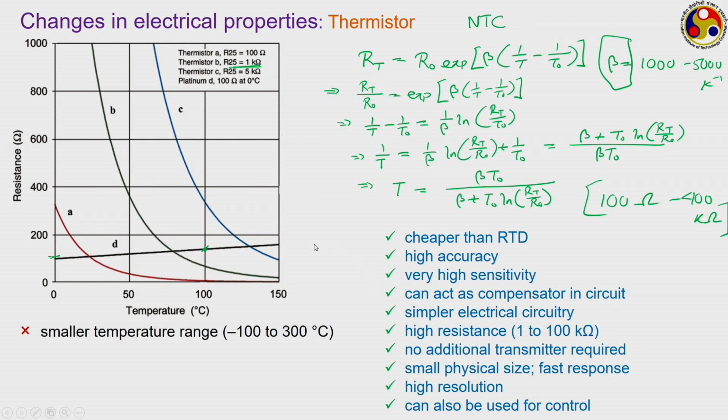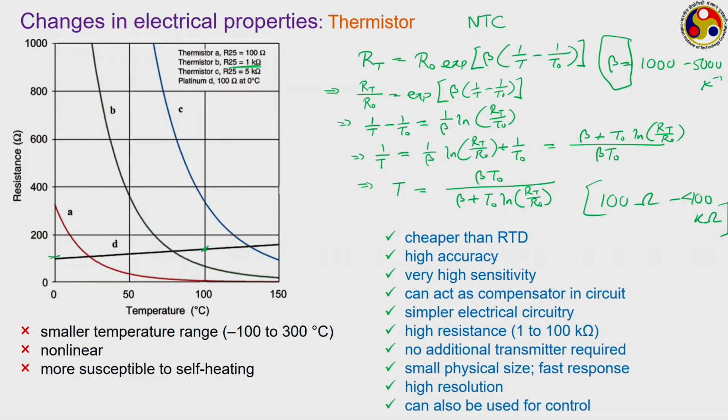Certain issues definitely it will have: a smaller temperature range compared to RTD, like minus 100 to 300 degree Celsius. So, we are talking about a temperature range of only about 300-400 degree Celsius, whereas standard RTDs can cover something above 1000 degree Celsius. So, it is one big concern for thermistors. One single device can't give you beyond 250-300 degree Celsius temperature range.